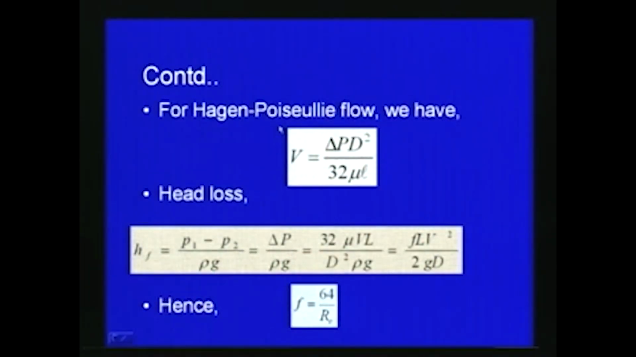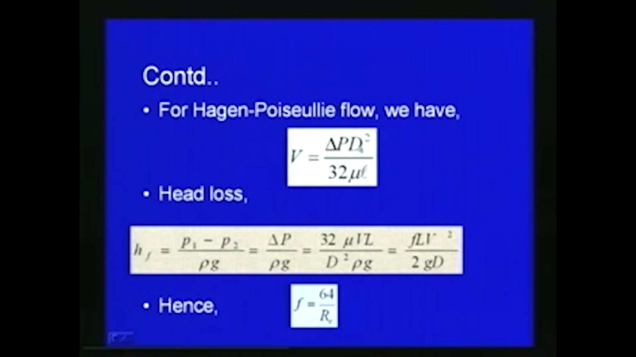So, now the equation which we consider is the Hagen-Poiseuille flow, as far as the laminar flow condition which we considered earlier. For Hagen-Poiseuille flow, we can write V is equal to delta P d square by 32 mu L, where delta P is the pressure difference, d is the diameter, mu is the coefficient of dynamic viscosity and L is the length. And head loss we can represent as HF is equal to P1 minus P2 by rho g. So, that is equal to delta P by rho g. So, that is equal to, by using this equation here, 32 mu V L by d square into rho g. So, that is equal to F L V square by 2 g d.